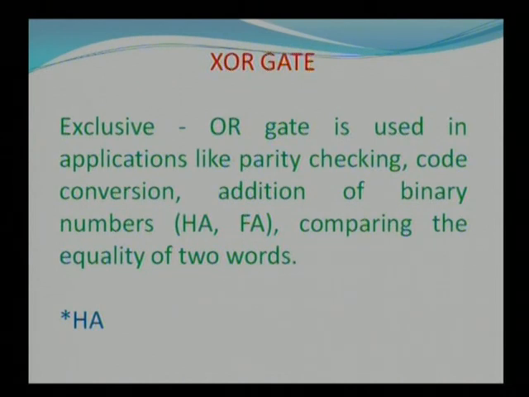OR gate is used in applications like parity checking. Sometimes there is a question: what is the meaning of parity? Parity means an extra bit added into the given string of data. If you have any data and you add an extra bit to this string, why are we adding this extra bit? What is parity?